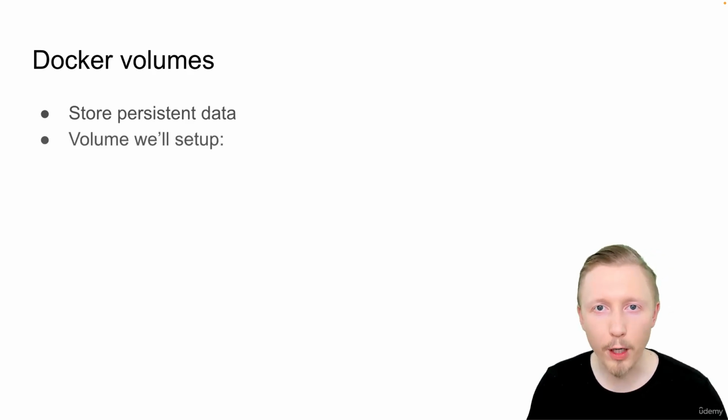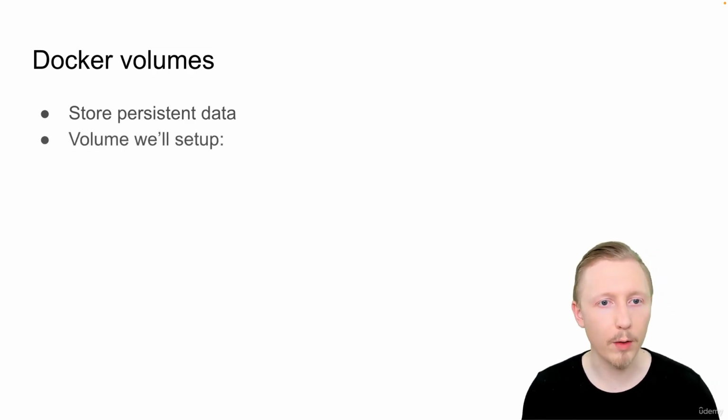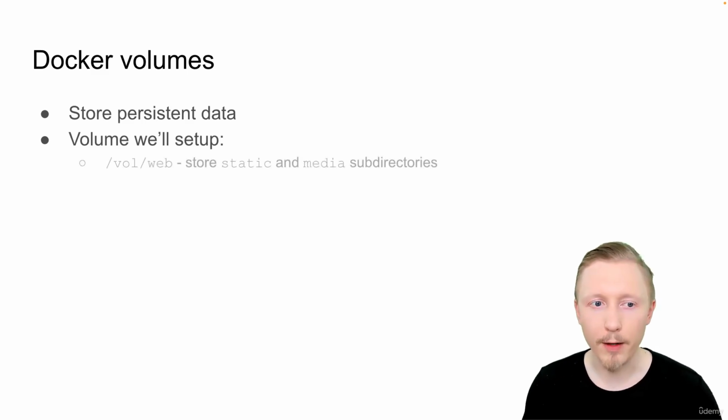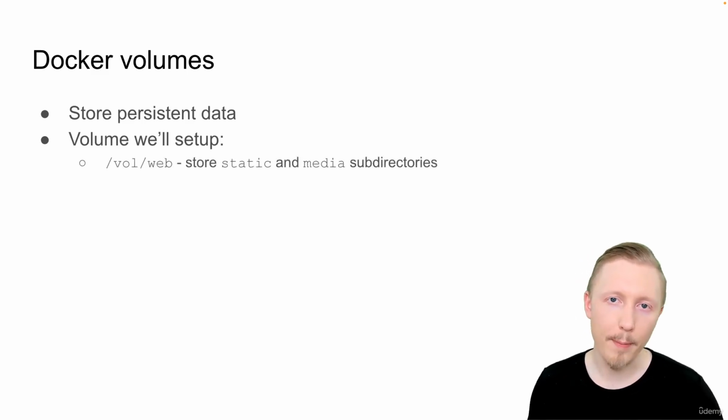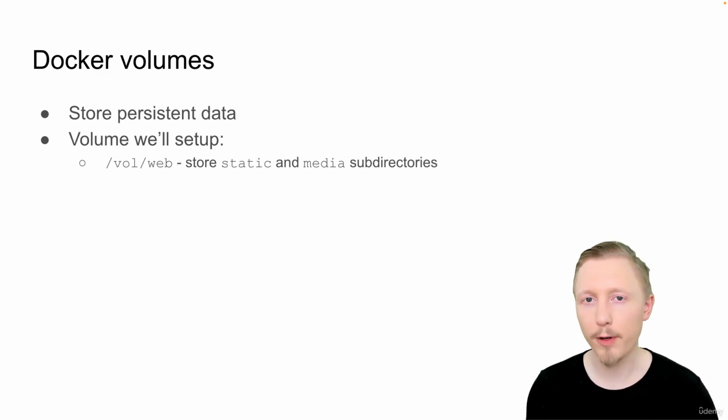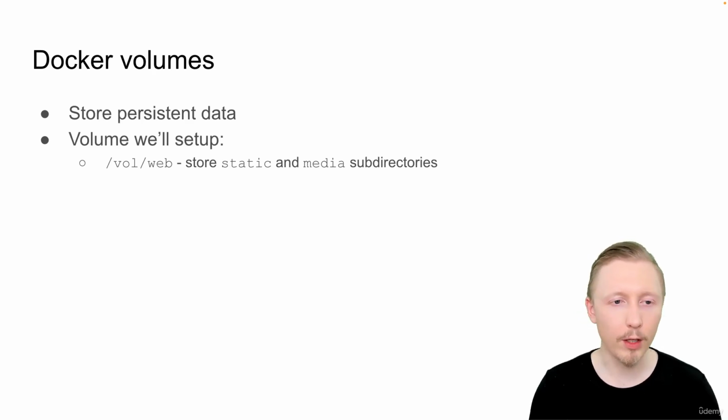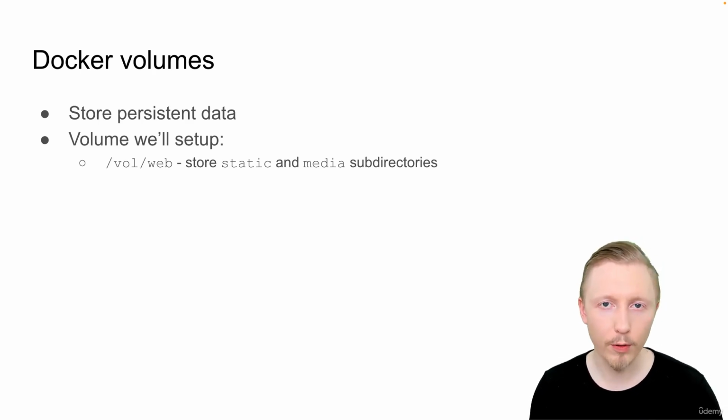We're going to be setting up the following volume in order to store our static files, and that is going to be /vol/web. So this is going to be where we store all of our static and media files, and we're going to store static and media inside subdirectories inside this volume. And you'll see what this means as we move through the course and we implement this functionality.